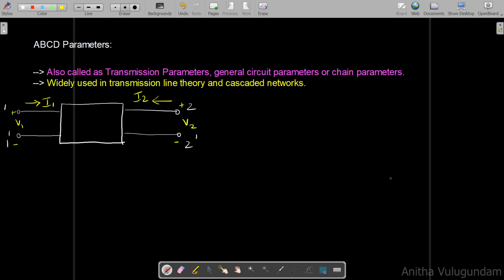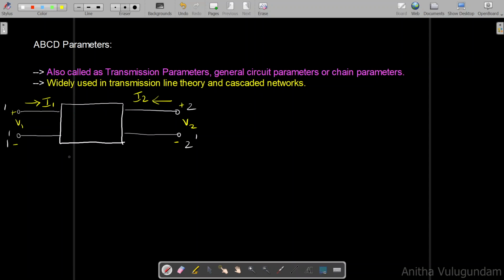In this video, I'll discuss the concept of ABCD parameters. ABCD parameters, also called transmission parameters, general circuit parameters, or chain parameters. These parameters are widely used in transmission line theory. In transmission line theory, 1 dash port will be acting as sending end and 2 dash port will be acting as receiving end. And also these ABCD parameters are widely used in cascaded networks as well.